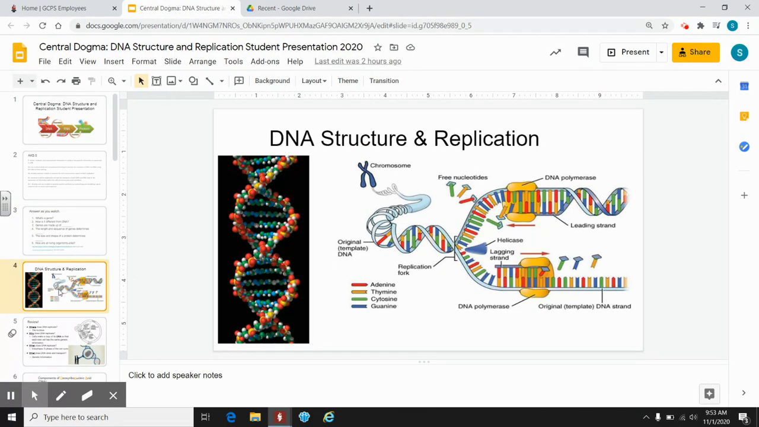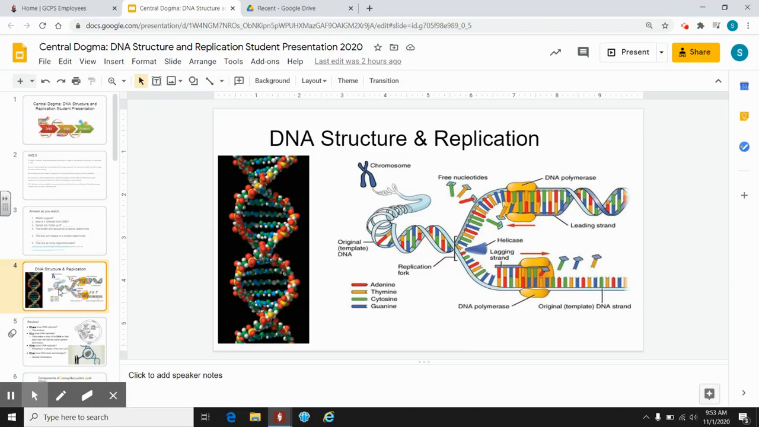Okay, so let's get to it. The next unit test is about the three processes of the central dogma. The first one is DNA replication, and that's what this lecture is going to include. Replication means to copy. So DNA replication is about how DNA makes a copy of itself.